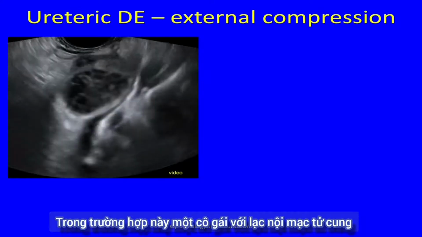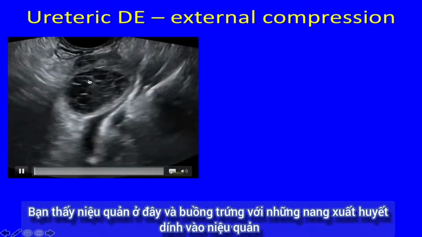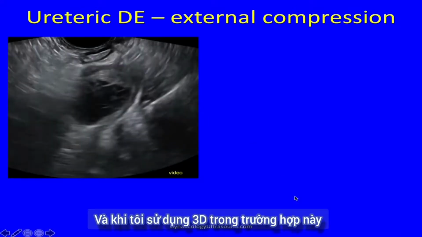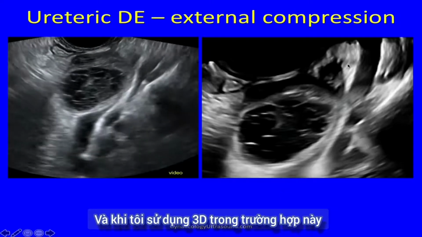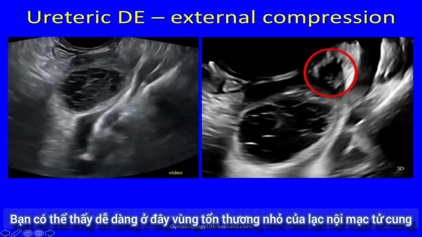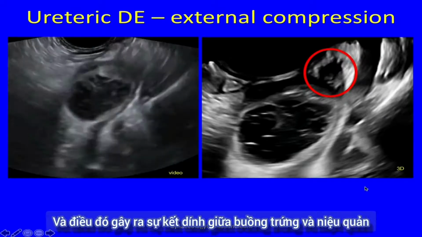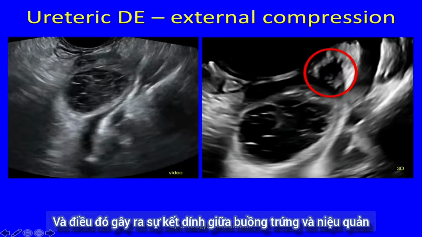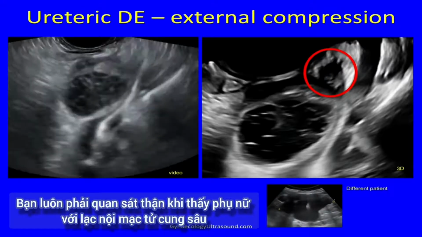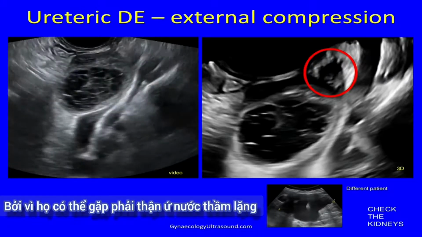In this case, a lady with endometriosis, you can see here that the ovary with a hemorrhagic cyst is adherent to the ureter. And when I put 3D on there, you could easily see here this little lesion of deep endometriosis with its surrounding hyperechoic fibrosis, and that had caused the adhesions between the ovary and the ureter. You must always look at the kidneys when you see women with deep endometriosis, because they can get silent hydronephrosis.